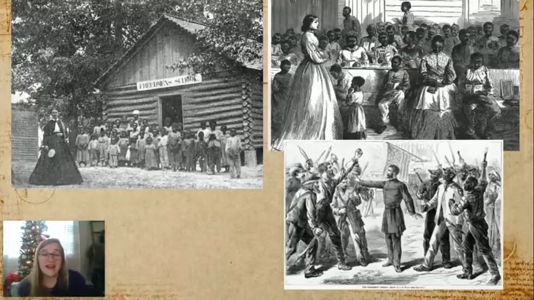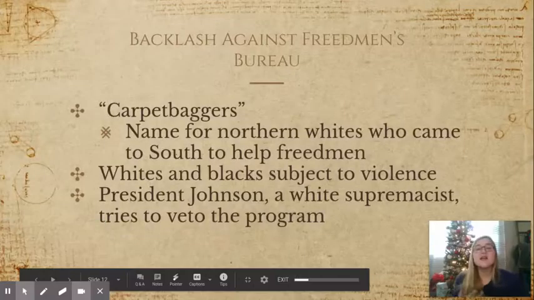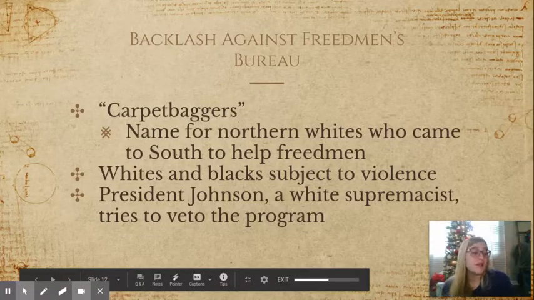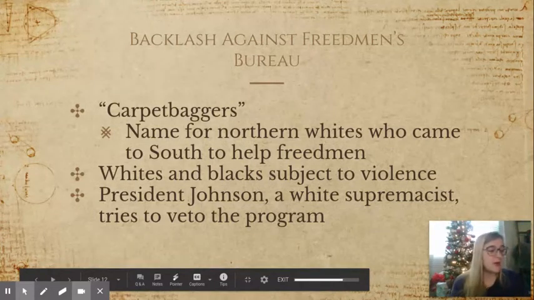There was a lot of violence against the freedmen, though. So there was a lot of violence and backlash against those who worked for the Freedmen's Bureau.